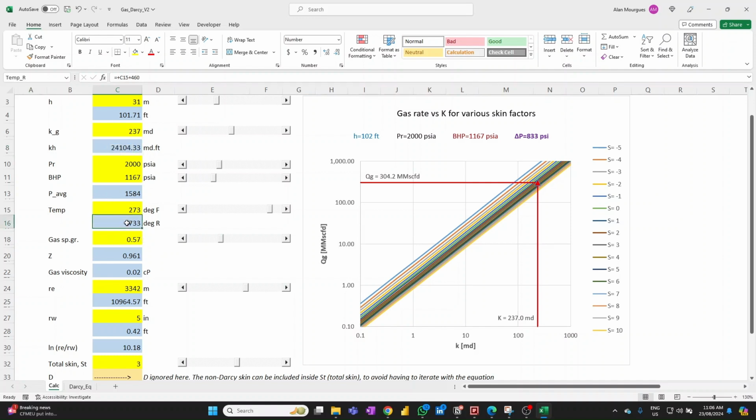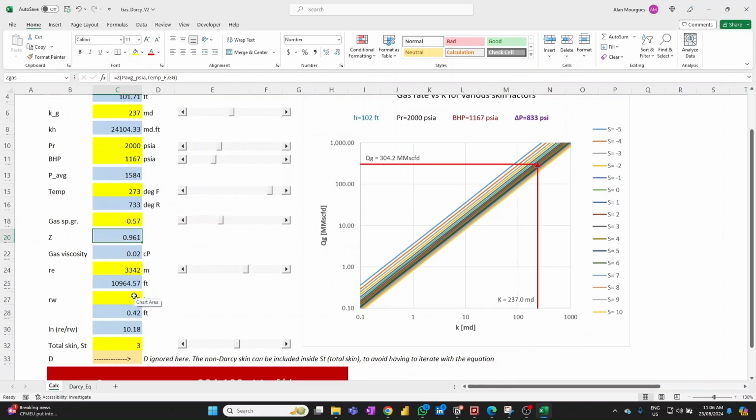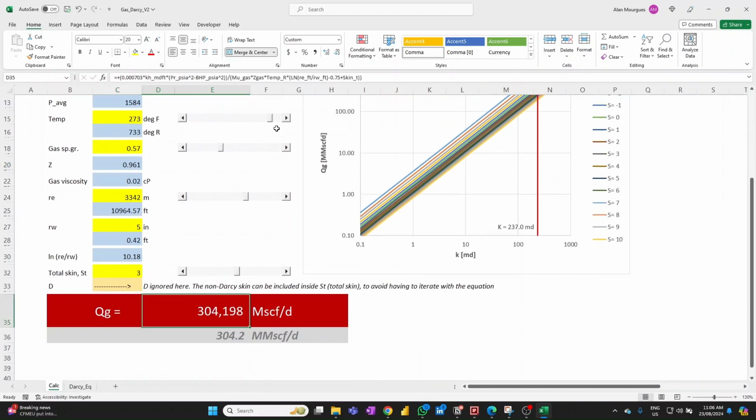This cell here is called temp underscore R, temperature ranking. This is called Z gas, and so on. All these cells are the ones that go into the formula. When you do that, it's much easier to audit the formulas you have in Excel. So this is a great feature that Excel offers.